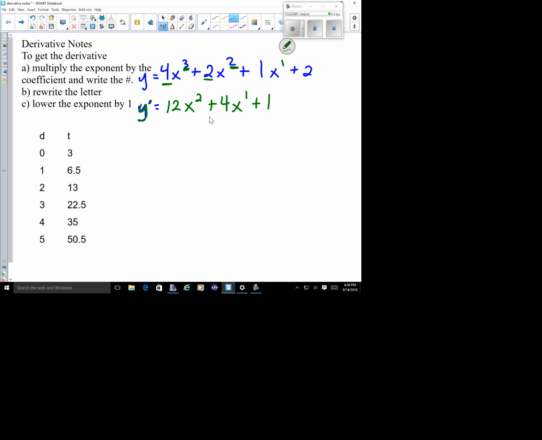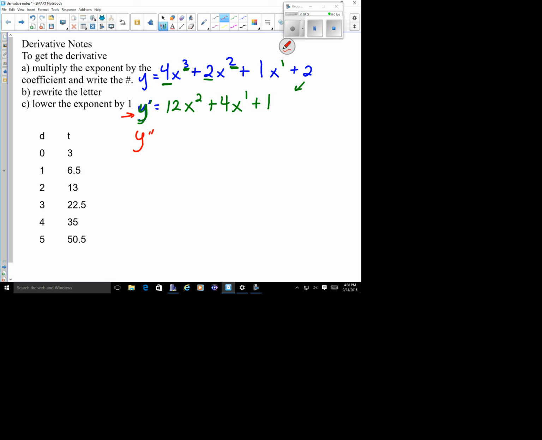Now, if you want to do a second derivative, the second derivative is the derivative of the first derivative. Wow, that's a lot. So we're just going to do the same process over again, but I'm going to now use the first derivative here and take the derivative of that. So follow the same steps again. 2 times 12 gives you 24. Rewrite the letter. Drop the exponent by 1. 2 minus 1 gives you 1.